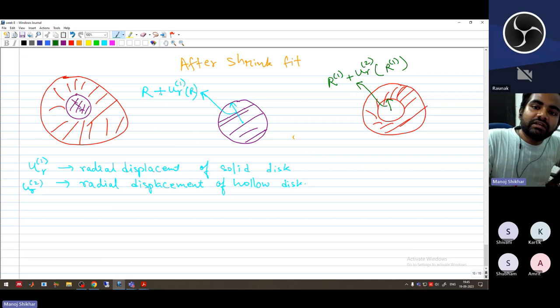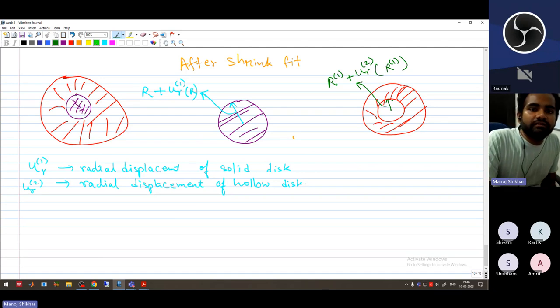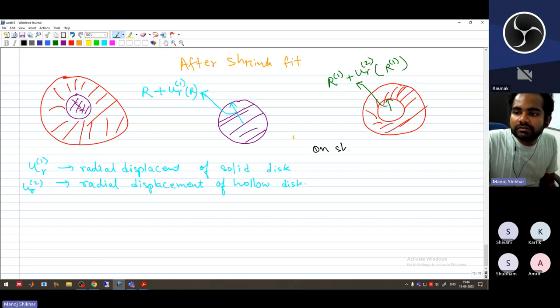Our radius has changed and we are taking different functions for the radial displacement of the solid disk and the hollow disk, and we are substituting those functions at different radii. Here it is capital R, which is the outer radius, or simply the radius of the solid disk, and here it is R1, which was the inner radius of the hollow disk. So this is on shrink fitting.